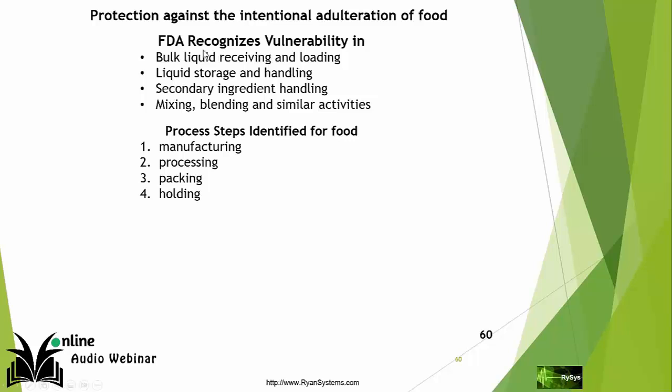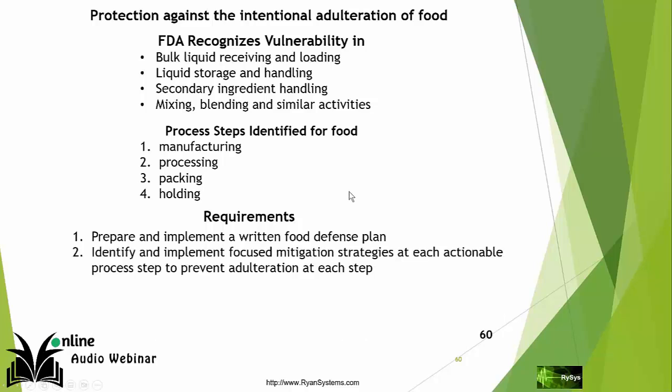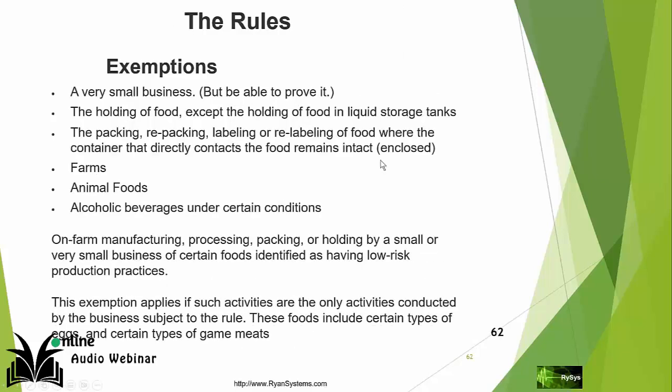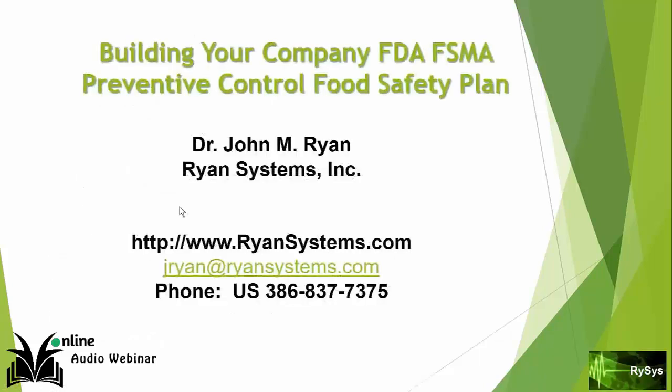The FDA looks at some vulnerabilities, specifically bulk liquid receiving and loading. So you have to look at manufacturing process, packing and holding, and you define and implement a written food defense plan for each. Train your people, keep records. The compliance dates are long gone, right? This is 2023 now. On-farm manufacturing, processing, packing or holding by smaller, very small businesses, and of certain foods identified as having low-risk production processes, are exempt.